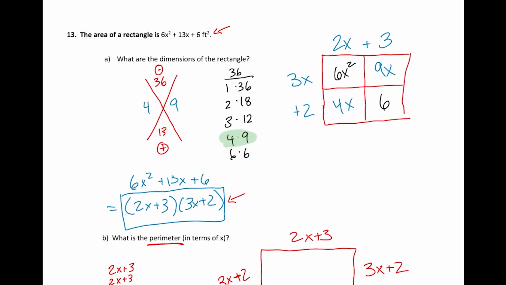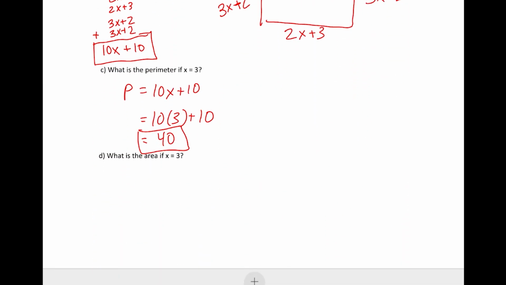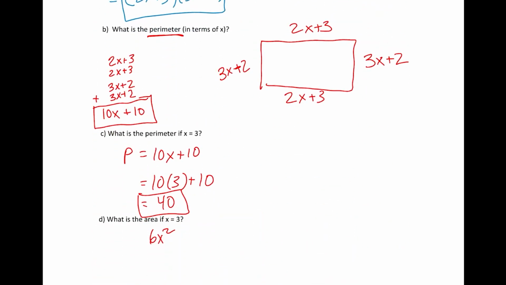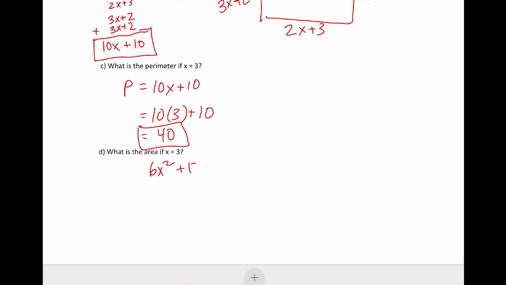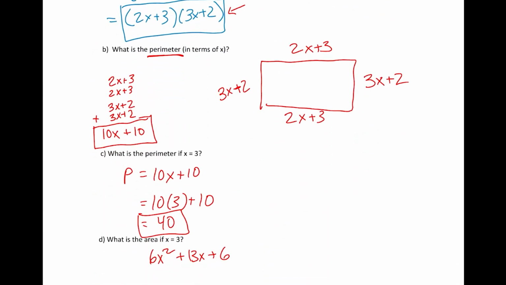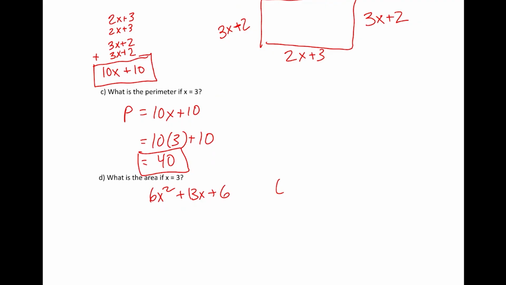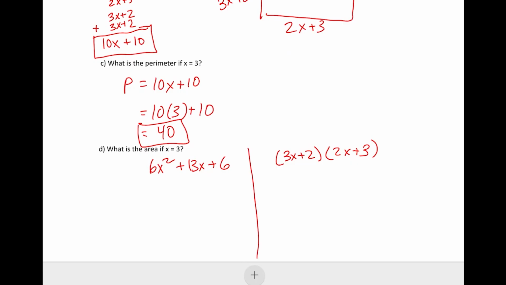This might be a good way to check and make sure we did it right. The original expression was 6x squared plus 13x plus 6, I think. Yeah. And then our factored form was 3x plus 2 times 2x plus 3. So you really don't need to do both of them, but I just want to check and make sure we did it right. So I'm going to plug in 3 into both. If I get the same answer on both of these, then I know I did it right.